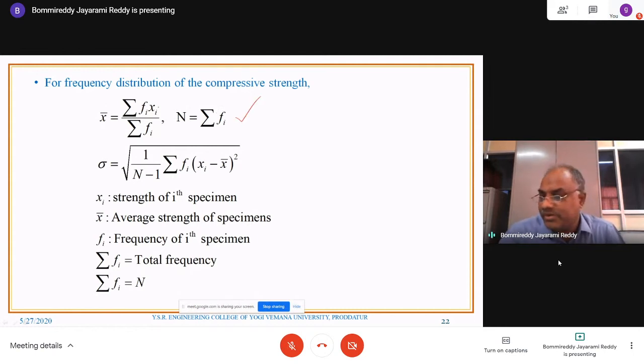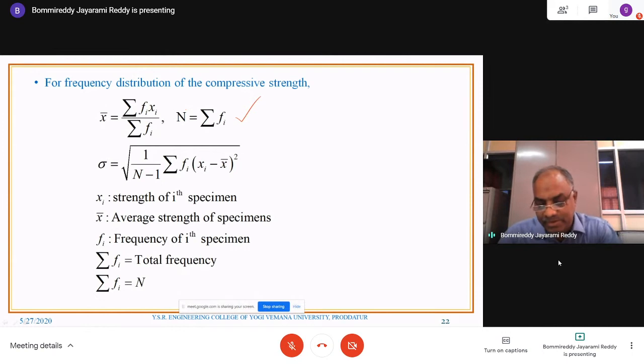Let us begin initially with only the existing knowledge. Average value will be the sum of the product of Fi into Xi. That means how many samples multiplied by their strength, divided by the total number of samples. Sigma Fi is nothing but n, the total number of samples. And the computation of sigma is 1 by n minus 1, the same thing.